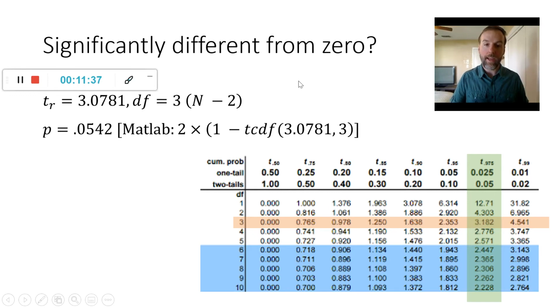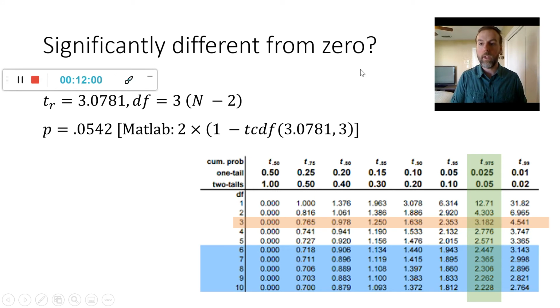Now using MATLAB, you can actually calculate the exact p-value. Because our t-value was quite close to the critical t-value, our p-value is also close to 0.05. It's 0.0542. I won't ask you to calculate p-values in MATLAB. I just wanted to show you that it is possible.